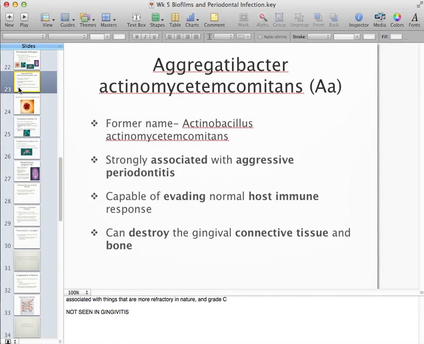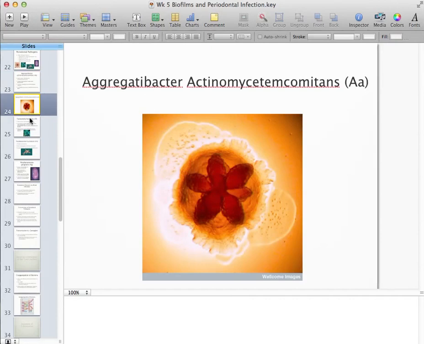Okay? So AA, I want you to think of when you hear people saying, I'm going to my AA meeting, like Alcoholics Anonymous. That's bad, right? That's a bad meeting. So this bacteria is bad in perio. This is what it looks like, a little pretty star shape.